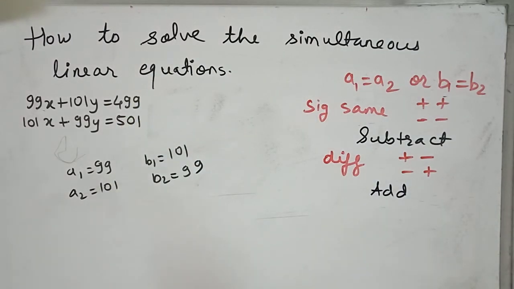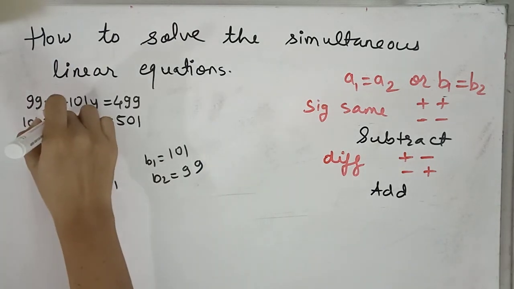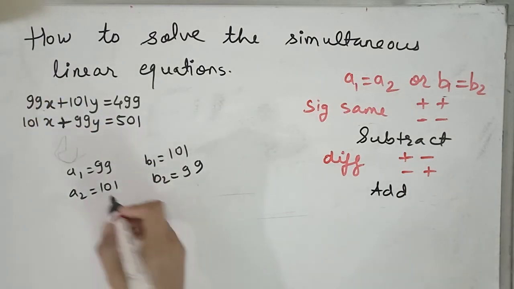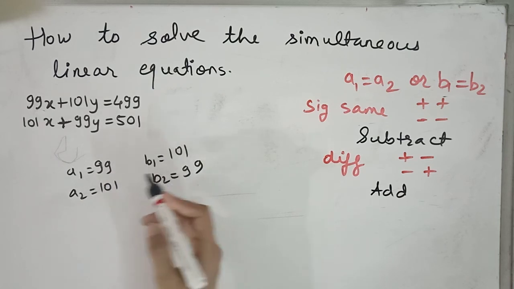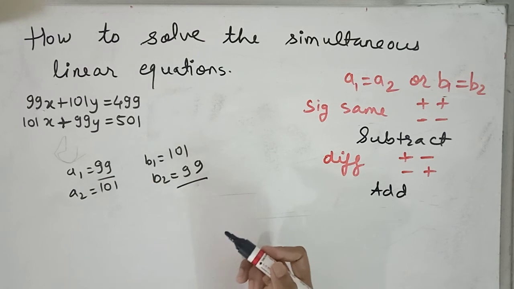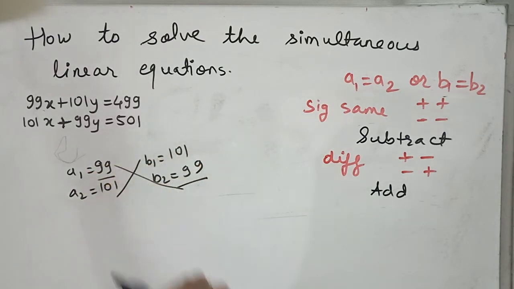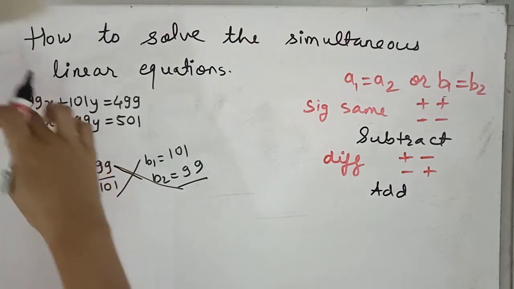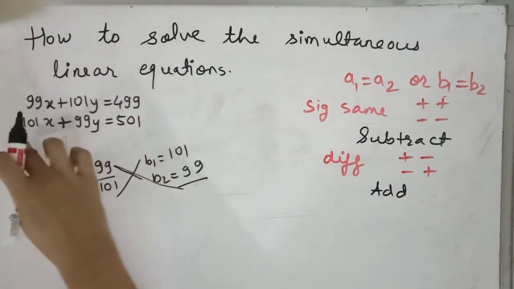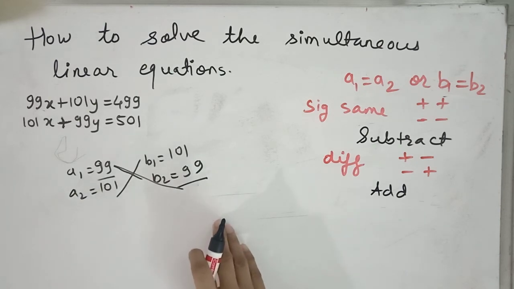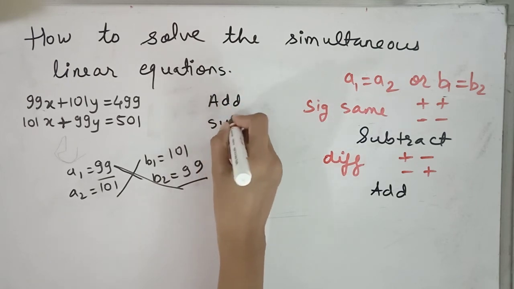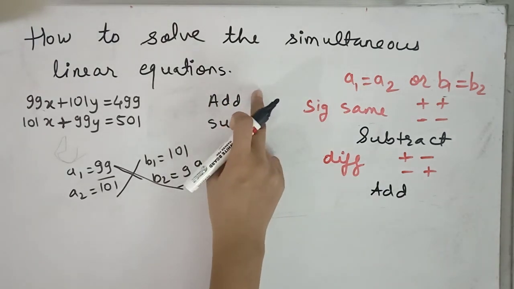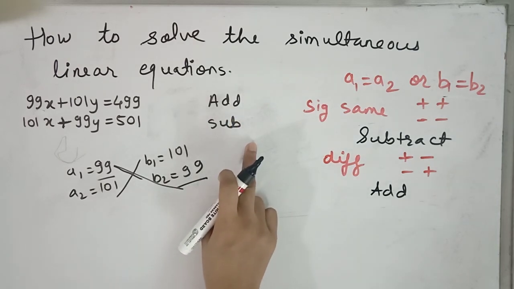So we will use a shortcut method. Now what is the shortcut method? Whenever this type of sum will be there, like a1 and b2 are equal, means you can see a cross is being made, that is a1 and b2 are equal and b1 and a2 are equal. In such condition you have to add the equation one time and subtract the equation one time.